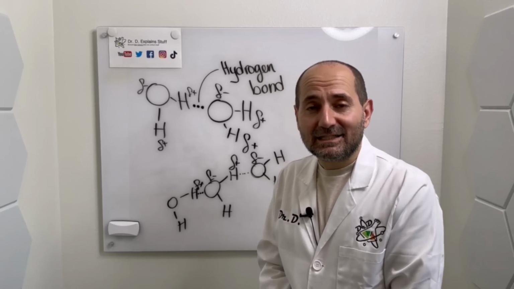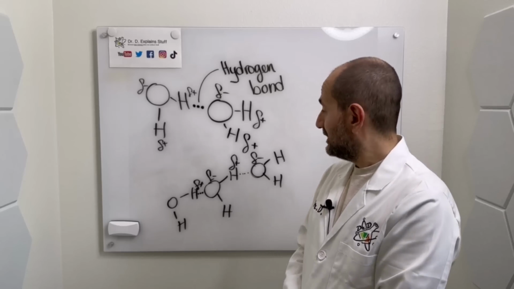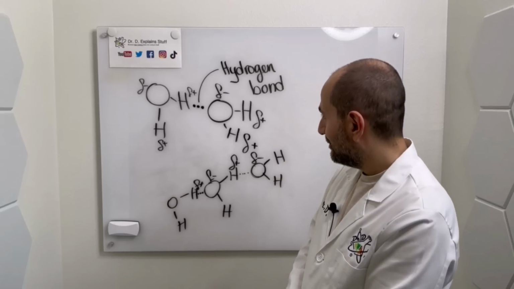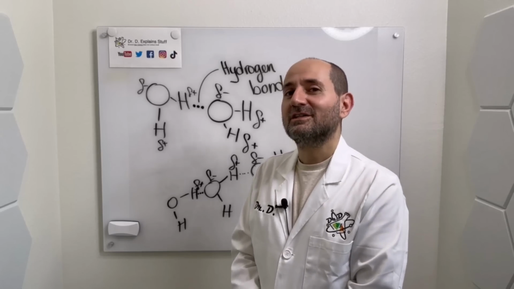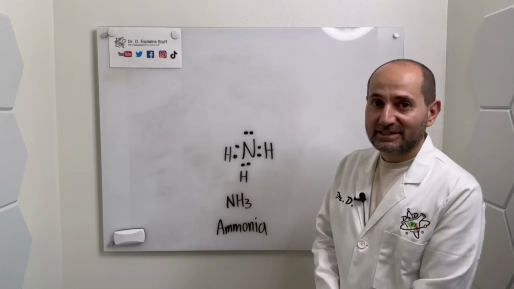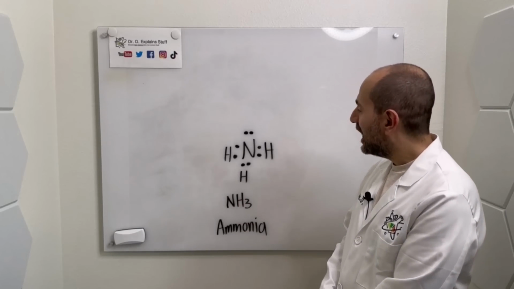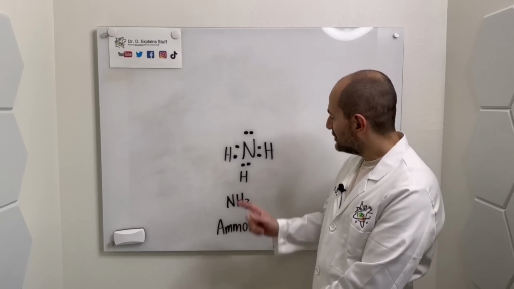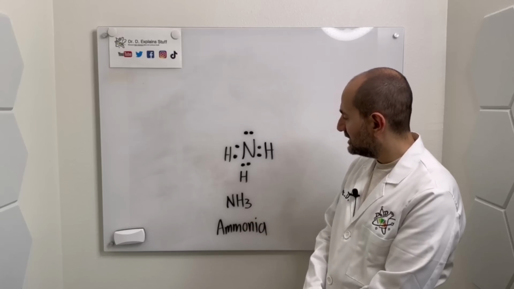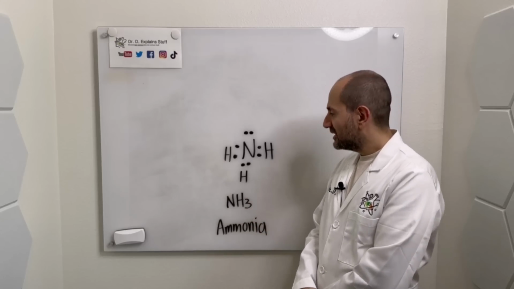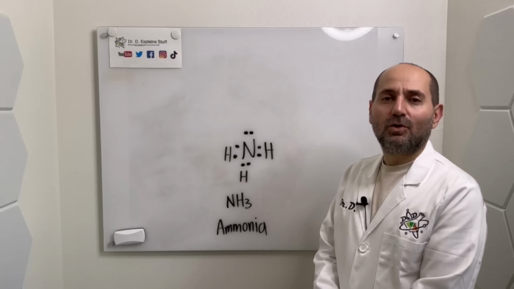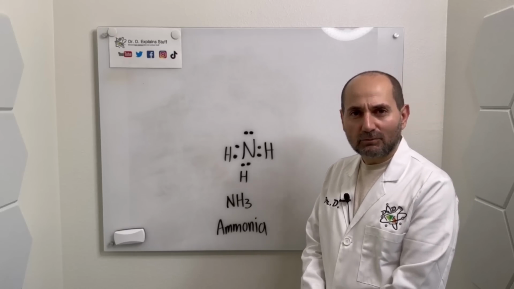And that stickiness of water molecules to one another has a name. When water molecules stick to one another by hydrogen bonding with one another, this is called cohesion. Now what I've drawn for you here is the Lewis dot structure of ammonia, nitrogen with 3 hydrogens, NH3, ammonia. Now let me ask you this. Ammonia, is it a polar molecule or a nonpolar molecule? How would you figure that out?